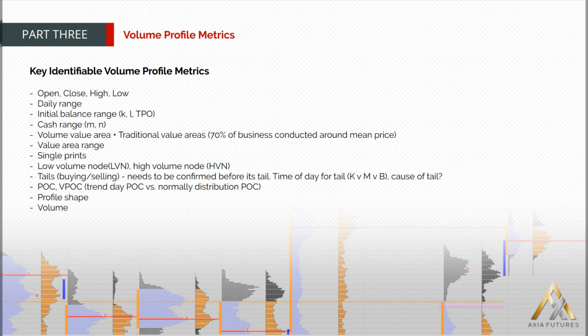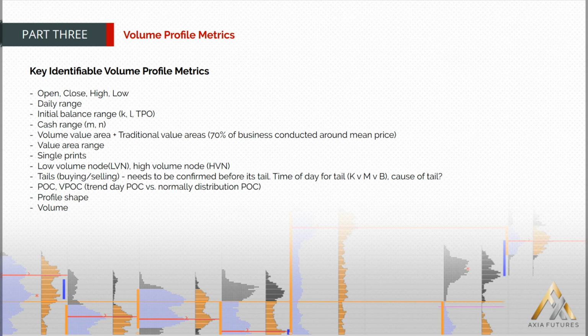The first is the open, the close, the high, and the low. As the name suggests, this is where the market opens on the day, where it closes on the day, the highest price traded on the day, and the lowest price traded on the day. The next key identifiable metric is the daily range. That is the high minus the low.